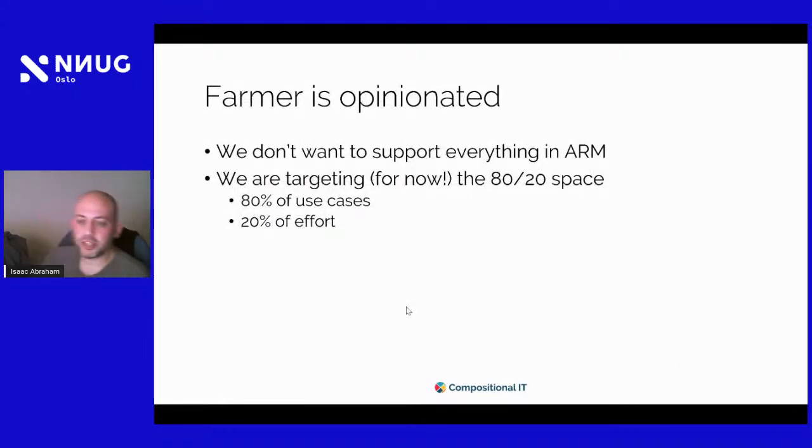Okay. I already touched on Farmer being opinionated. So we don't want to support everything in ARM, or at least we don't think it's possible to support everything up front. Our view is to target the 80-20, the most common use cases, and as people ask for more, we'll add them in, not a problem.